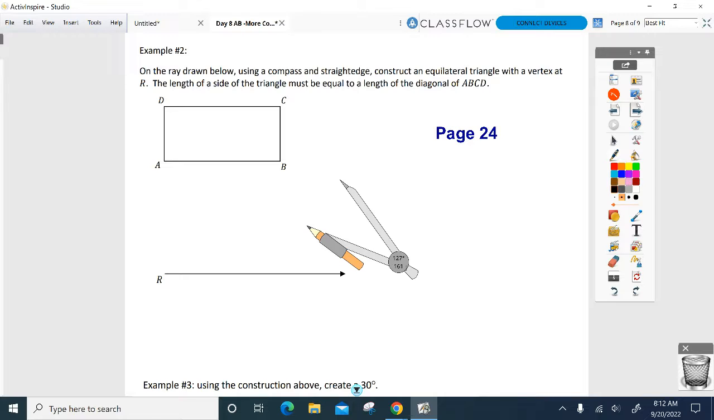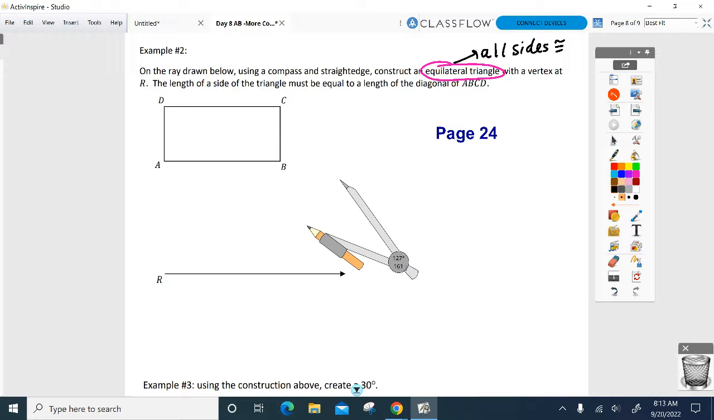All right. Let's finish off class here. Using compass, construct. All right, quick vocabulary. Anybody ever heard of an equilateral triangle? Can you tell me anything about it? Equilateral, yep, three equal sides. All three sides congruent, yep. So we're going to use our compass and straight edge to make a triangle that has all three sides congruent.